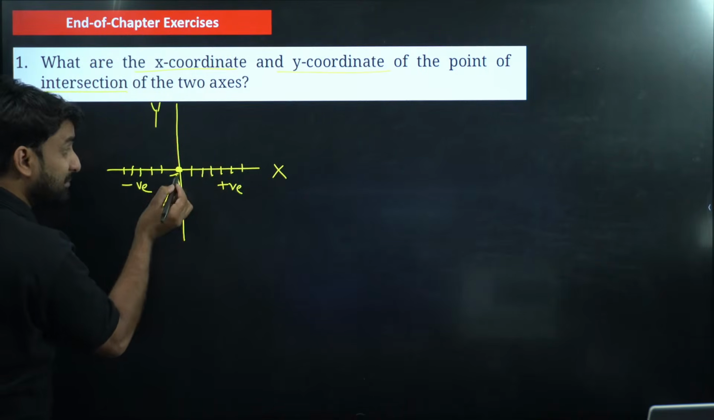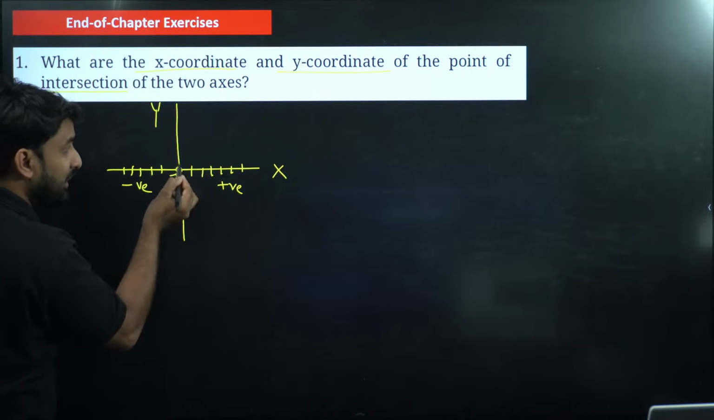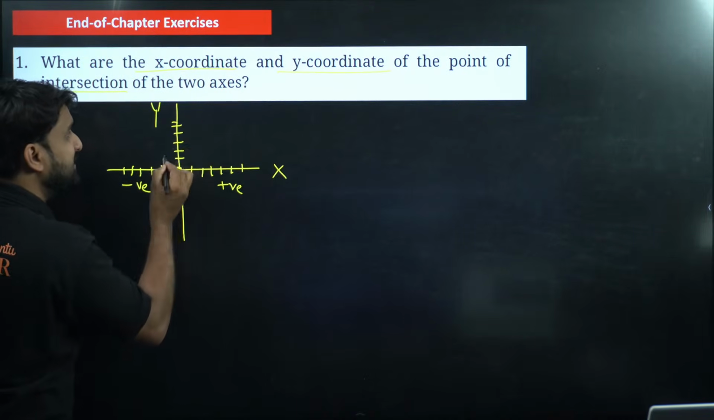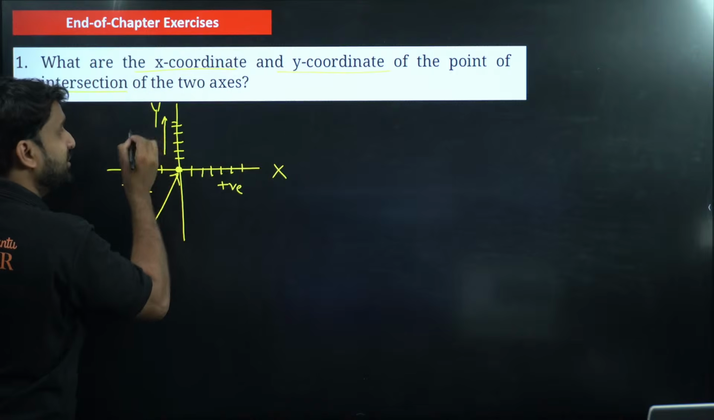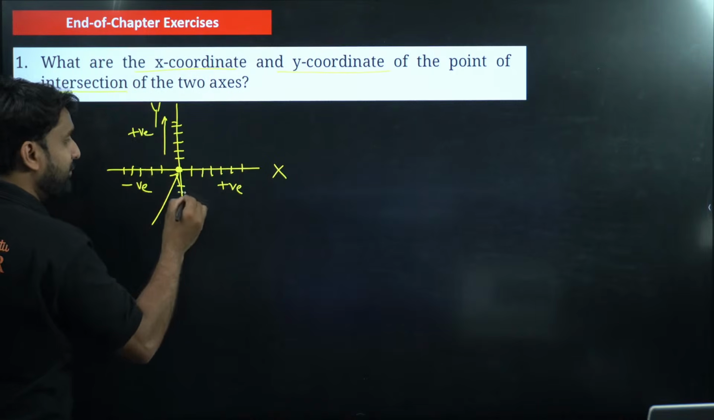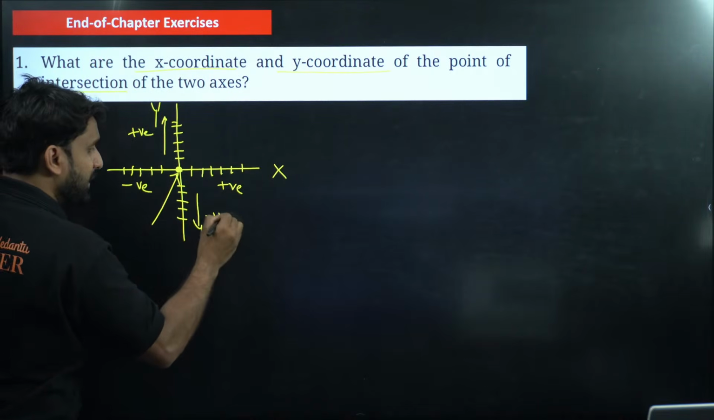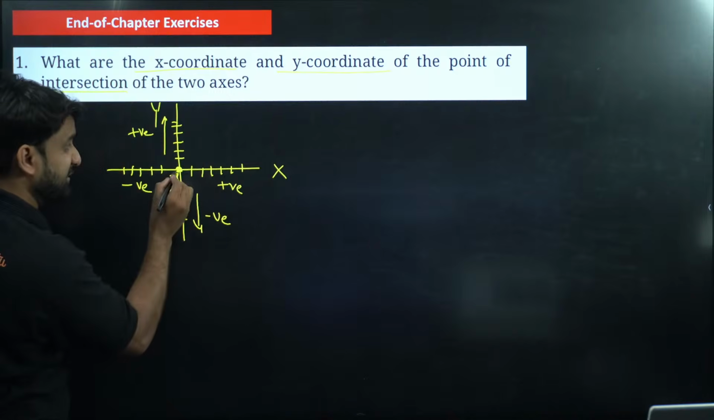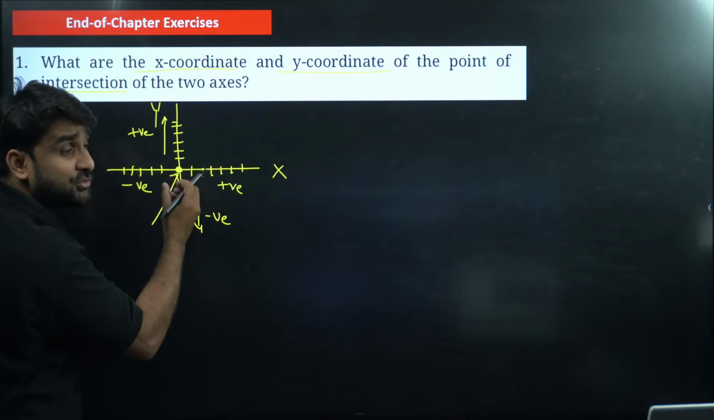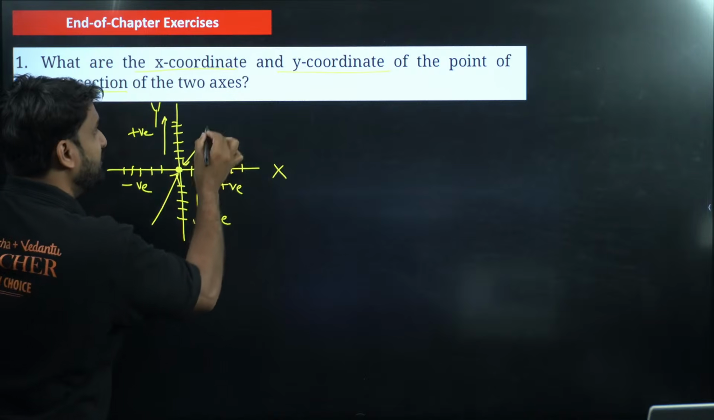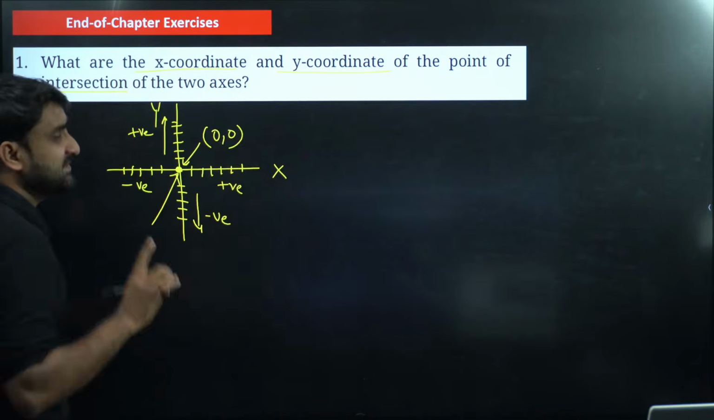In this direction all positive values 1, 2, 3, and in this direction all negative values for the x-axis, but numbering starts from here. And similarly on the y-axis, numbering starts from here, in upward direction all positive values, and in downward direction the numbers are in negative format, but the numbering starts from this point. Numbering starts at the origin, so that's why this point is called origin, and the coordinates are 0, 0.